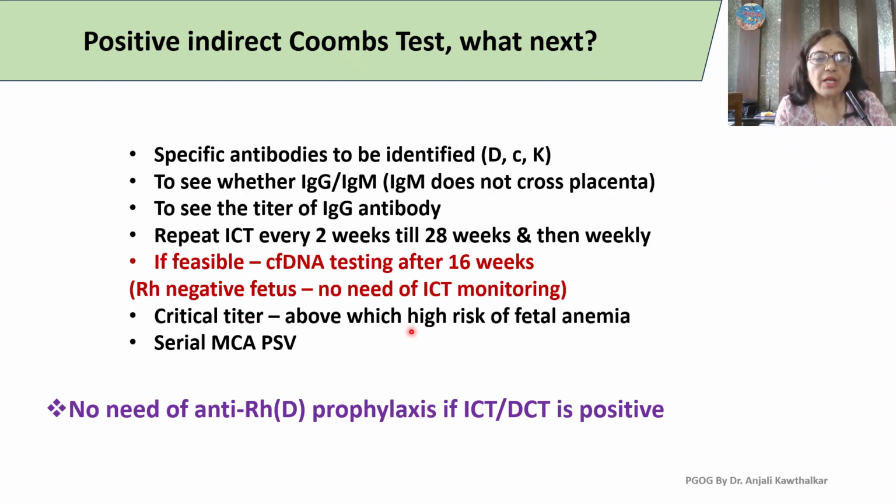Critical titer above which high risk fetal anemia develops, we have already seen in the previous slide. An antibody titer of greater than 4 indicates moderate risk and greater than 15 indicates severe risk of hemolytic disease of fetus and newborn. If that critical titer is observed, it is an indication to proceed with serial fetal Doppler with middle cerebral artery peak systolic velocity test. No need of anti-D RHD prophylaxis if indirect Coombs or direct Coombs test is positive. Remember, this is an important practical point.